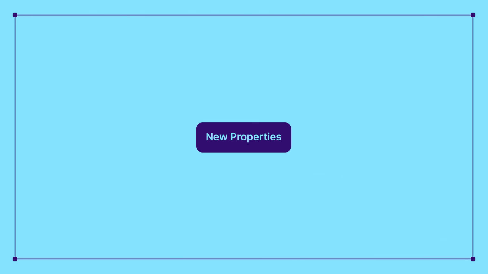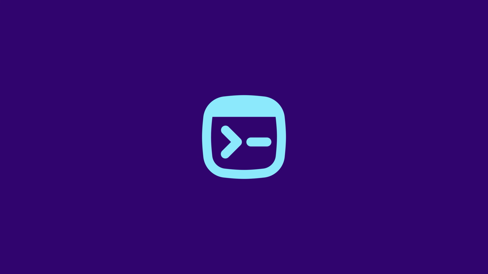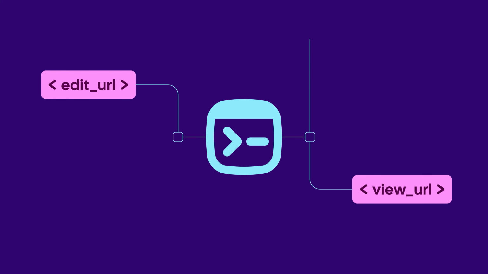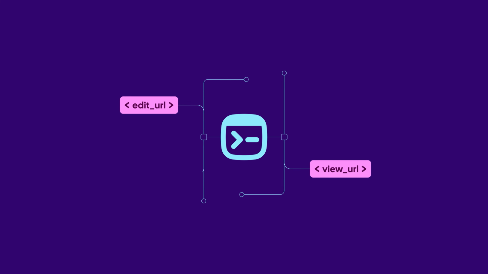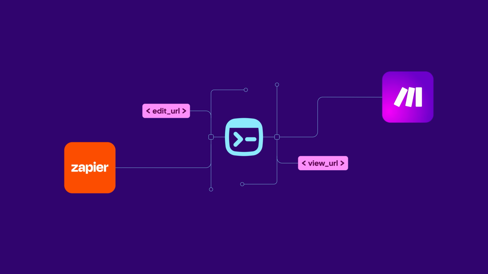And for automation users, our API now creates Edit URL and View URL properties, giving you direct links to manage your creatives in tools like Zapier or Make.